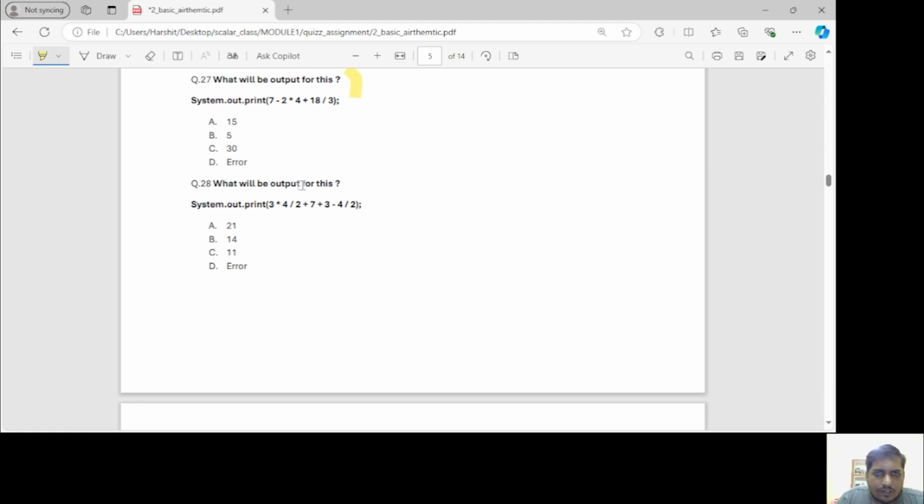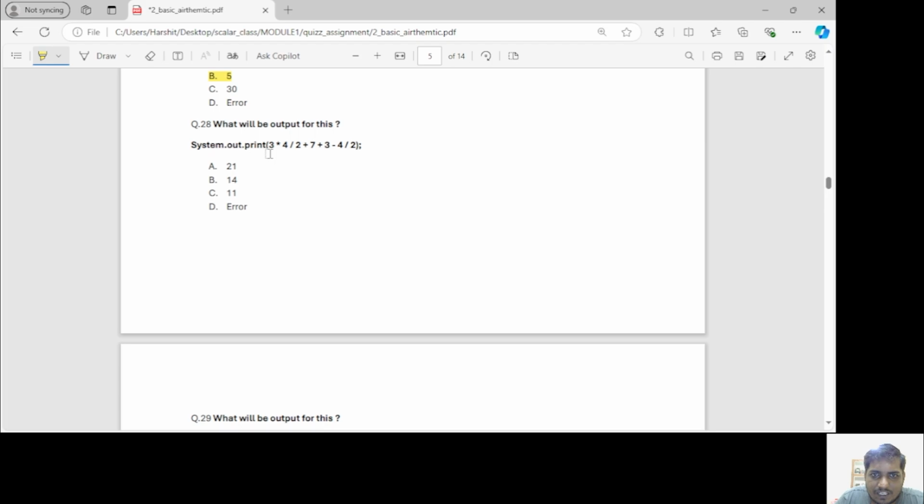Okay, similarly for question number 27. What will be the priority first? We have to see from the left side, multiplication and division. Here 8 comes, 7 minus 8 plus 6. 7 minus 8 means minus 1 plus 6, that is 5. So the answer is 5.